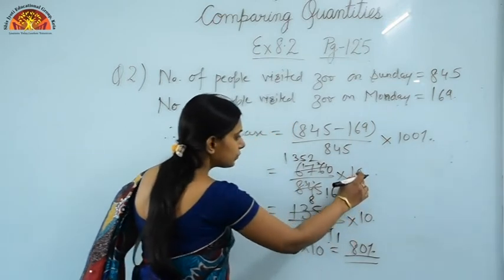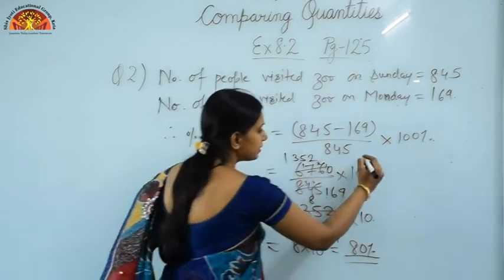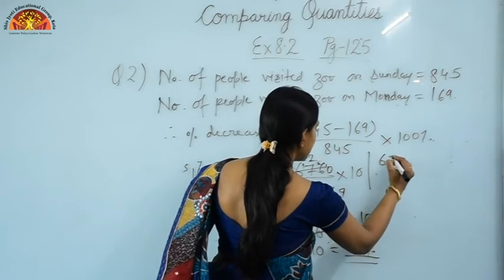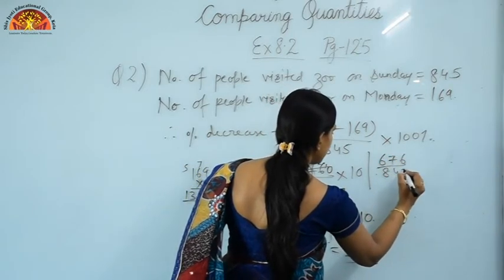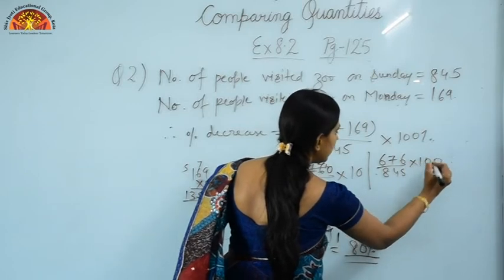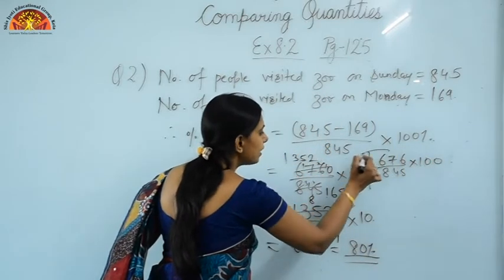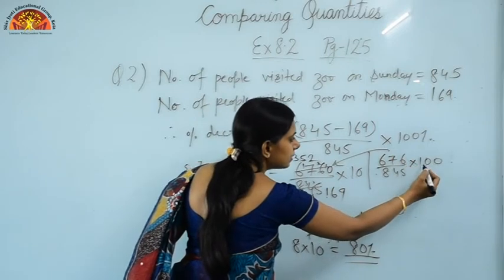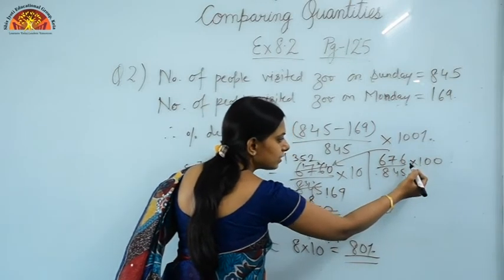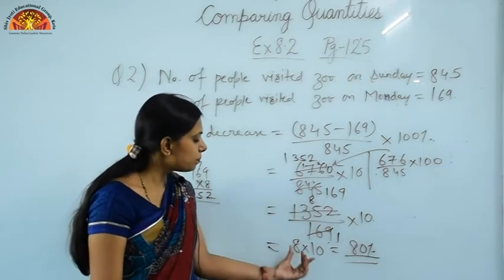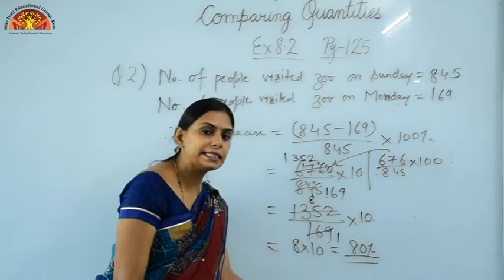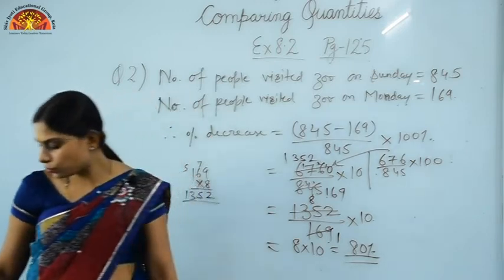So I have just shifted 1 0 here, that is 676 upon 845 into 100. Okay, so what I have done, I have just multiplied 0 with this, I have taken 1 0 here and 1 0 is here. Okay, so I have just simplified. So percentage decrease is 80%. Got it? Now just move to the next question.